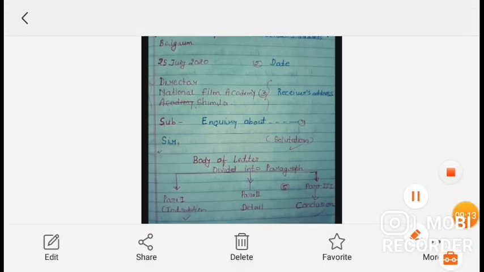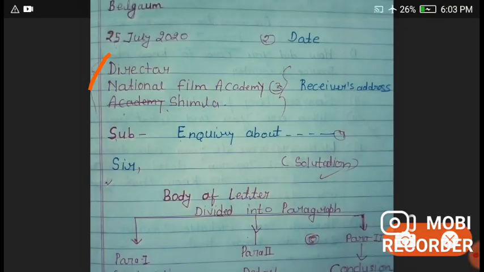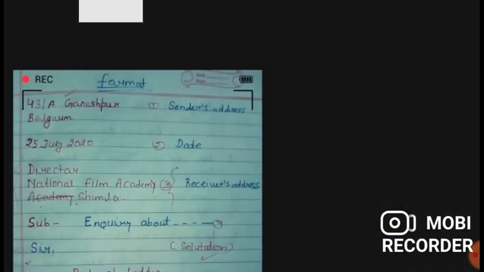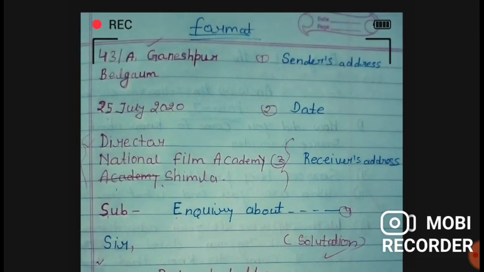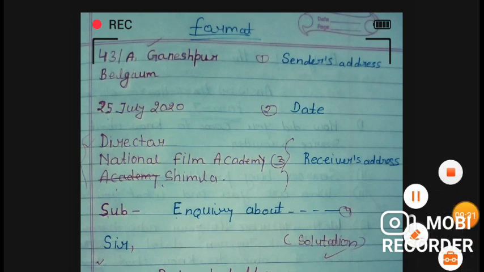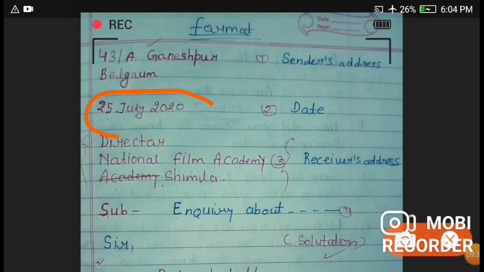Okay, as I told, you will start writing everything from this portion, from this side of the paper. Okay, next thing, so how will you write? First of all you will write the sender's address, then you will give a gap of 1 line, then you will write the date. Okay, you will write the date in this format only.